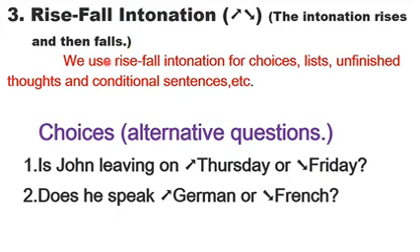We use rise and fall intonation for choices. We want to make choices, to list, when we're introducing unfinished thoughts, when we're introducing conditional sentences, when we want to sound polite. When we use the rise and fall intonation, we want to present choices, to list, to introduce unfinished thoughts and conditional sentences, and to sound polite.